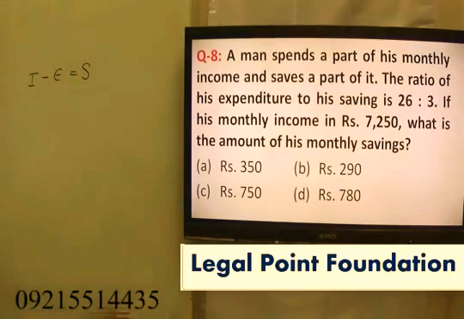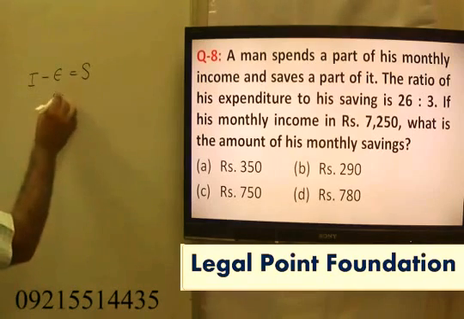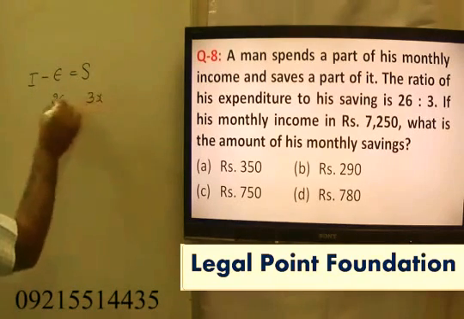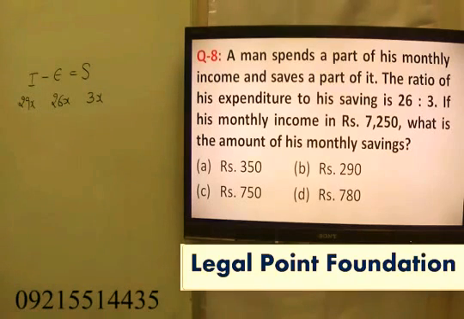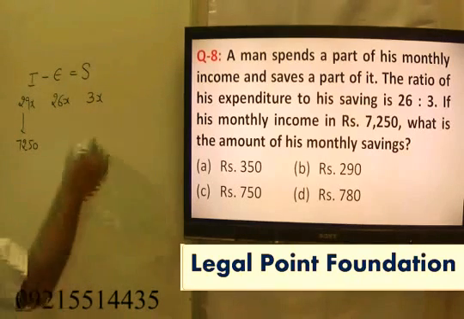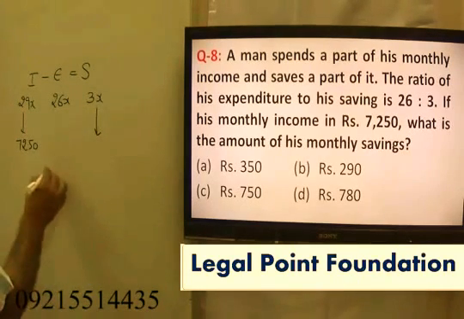Now what is given? The ratio of expenditure to saving is 26:3. Let us say expenditure is 26x and saving is 3x. How much is the income? 29x. Now if the monthly income was 7250, it means 29x is equal to 7250. I have to find the amount of saving, that is, I have to find 3x. So what can you say?